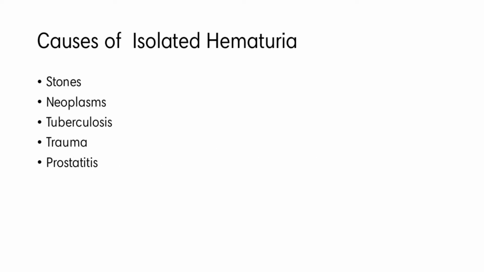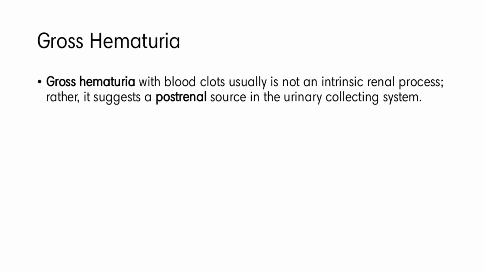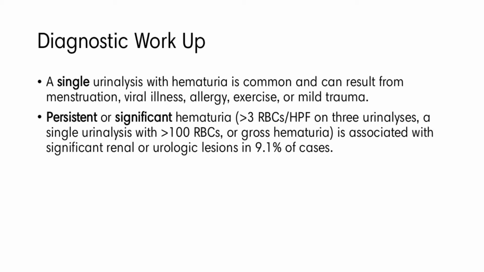Causes of isolated hematuria: stones, neoplasm, tuberculosis, trauma, and prostatitis. Gross versus microscopic hematuria. Gross hematuria with blood clot usually is not an intrinsic renal process, rather, it suggests a post-renal source in the urinary collecting system.